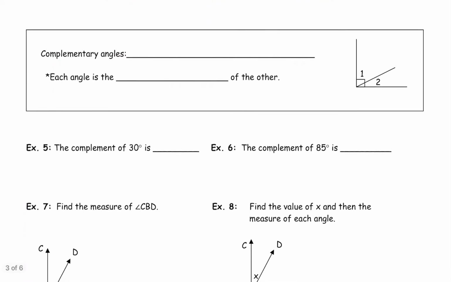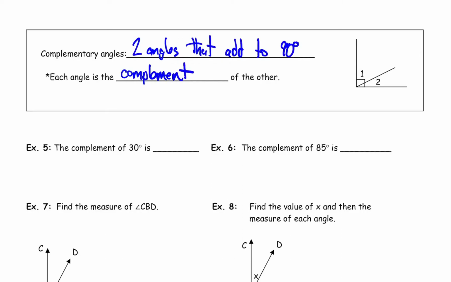All right, our next definition for today, complementary angles. Complementary angles, you can probably tell looking at the diagram here, are two angles that add to 90 degrees. And you can see that little symbol right here. I've got two angles and they add to 90 degrees. I'm going to say that each angle is the complement of the other. So in this diagram over here, if I want to create an equation, I could say angle 1 plus angle 2 equals 90 degrees.